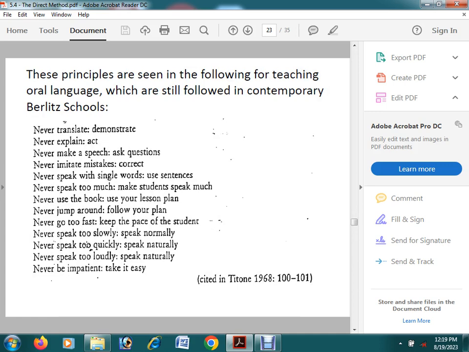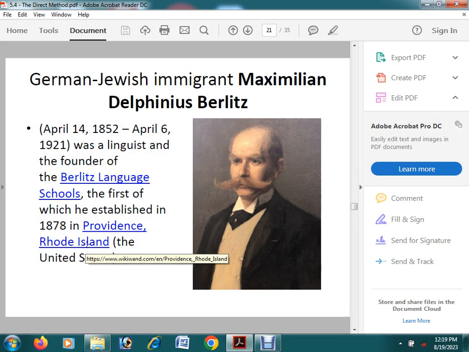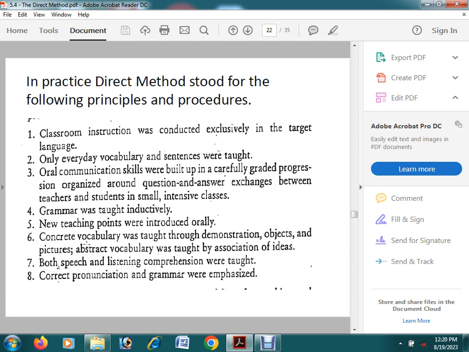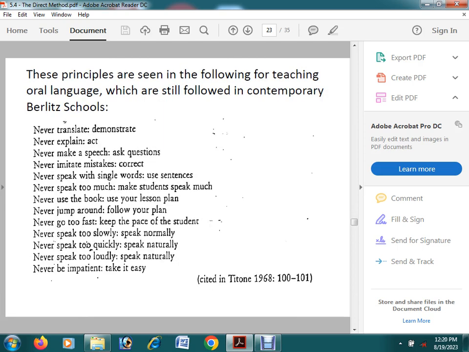Okay, so in case of Berlitz's school, we saw a person's name, didn't we? Yes, the man having a long masters. This man is Berlitz. He established a school in USA, in Boston, and he initiated the term. What is the term? Never translate, demonstrate, never explain, act. Never make a speech, ask questions.